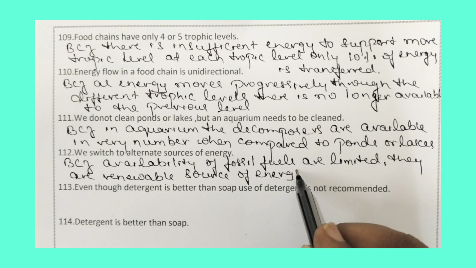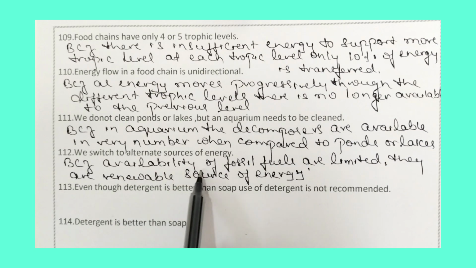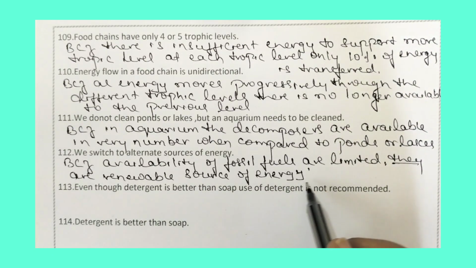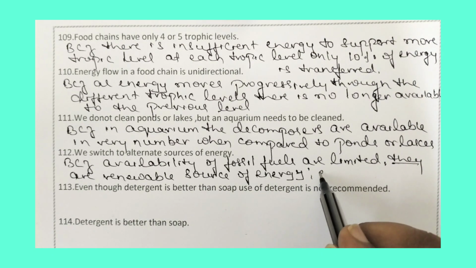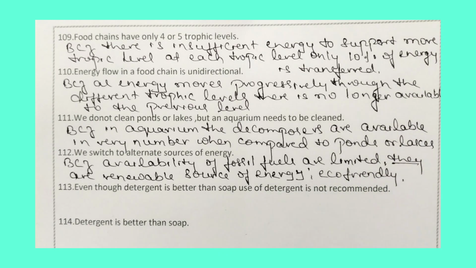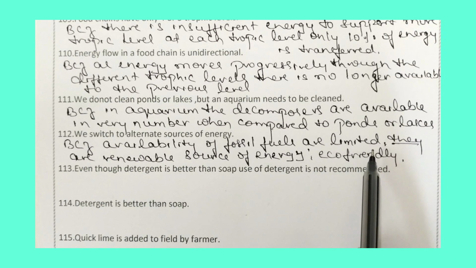They are renewable source of energy. So availability of fossil fuels is limited. Then alternate sources of energy are renewable and they are eco-friendly when compared to fossil fuels. Therefore we have to go for alternate source of energy. Because availability of fossil fuels is limited, they cause pollution, and they should be kept for future generation.